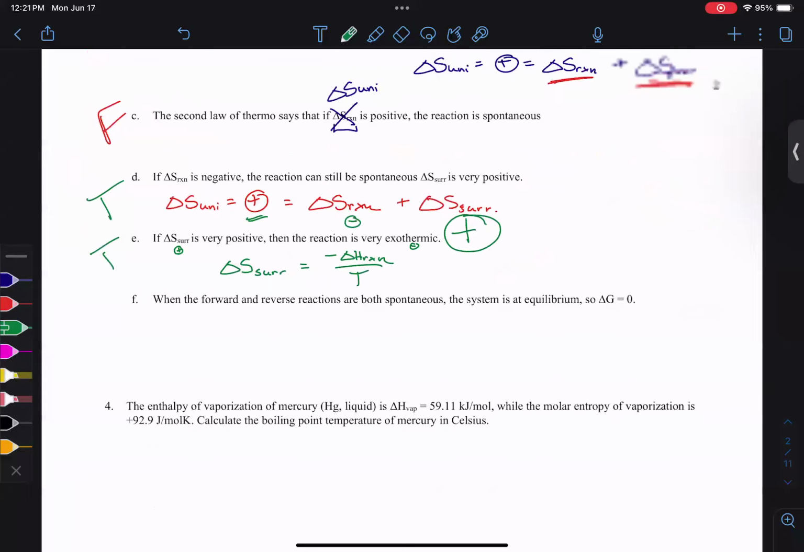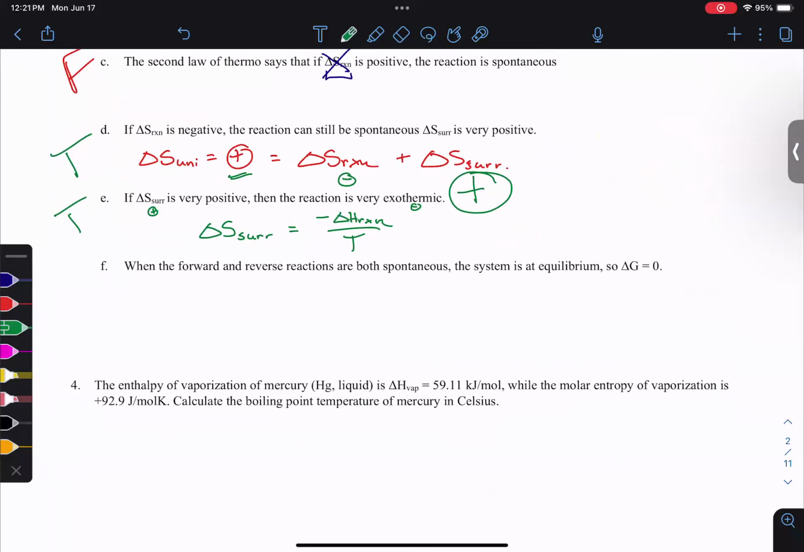All right. Okay, and then the last one, when the forward and reverse reactions are both spontaneous, the system is at equilibrium. This is also true. That is true. Okay, perfect.